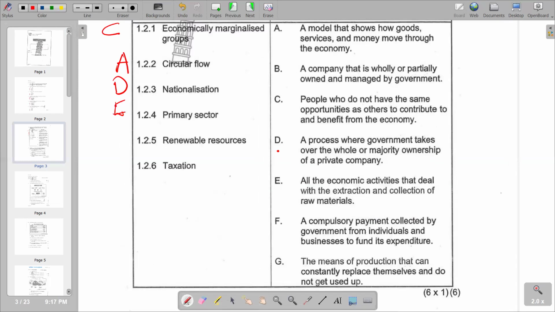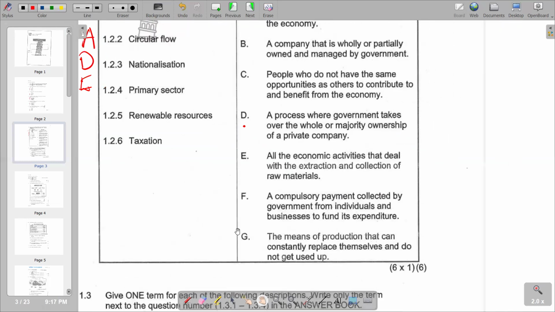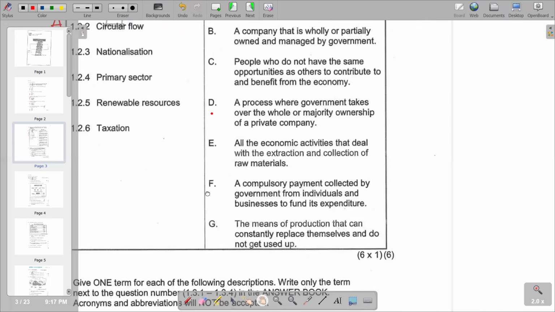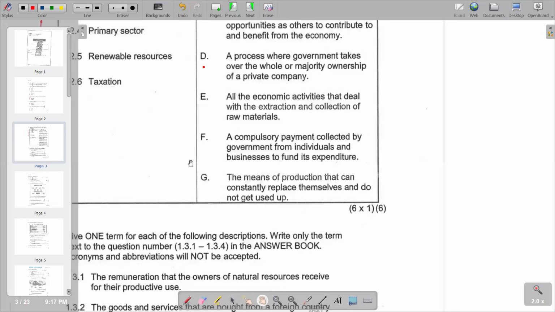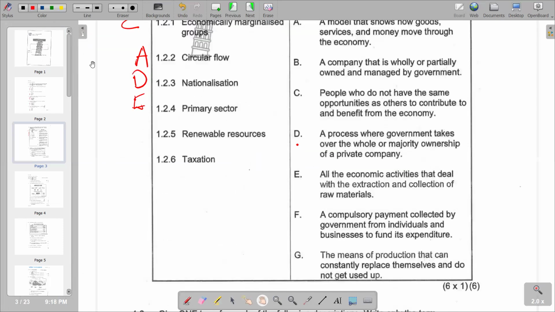Then we have the issue of renewable resources. Renewable resources are resources that, after being used, can be replaced. So this simply describes renewable resources. We try to see, according to the next column that we have, which explanation matches renewable resources. So we go down. G, the means of production that can constantly replace themselves and do not get used up. So we have got G as the correct response on renewable resources.